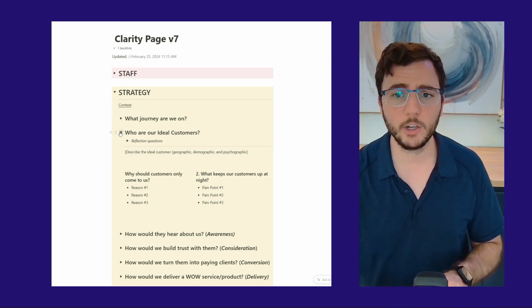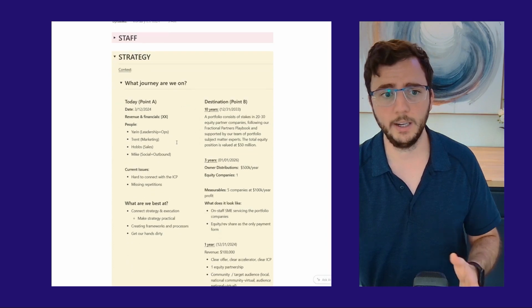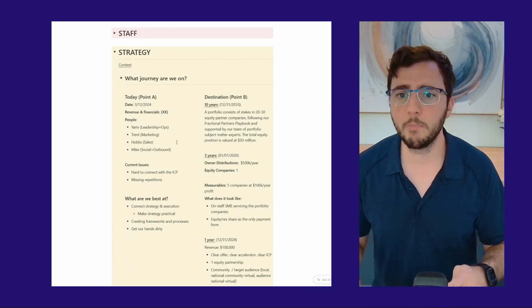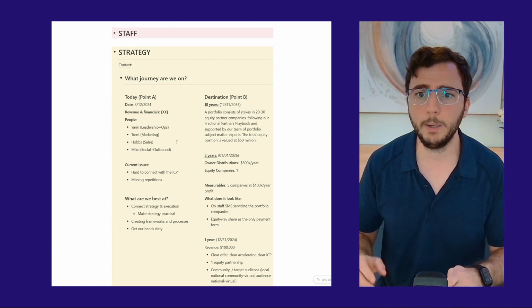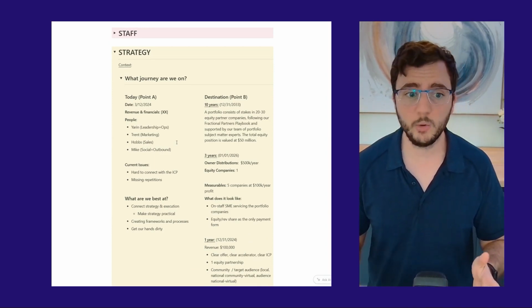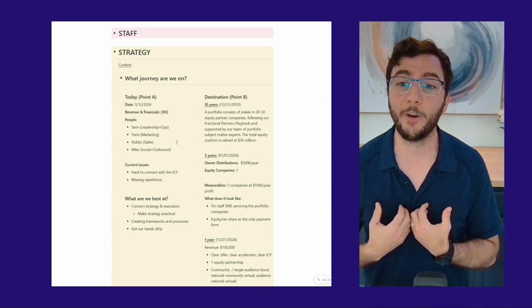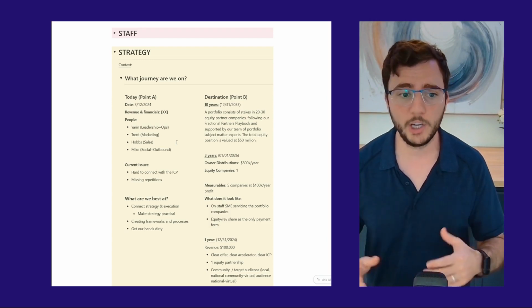I'll show you what it looks like for Fractional Partners. So let's start with the journey. We are here. It's March of 2024. We have a bunch of people here. We have some issues, right? It's really hard to connect with our ICP, and we're missing some repetition.